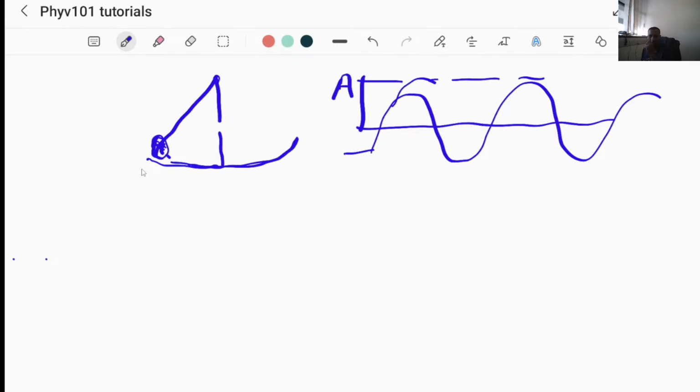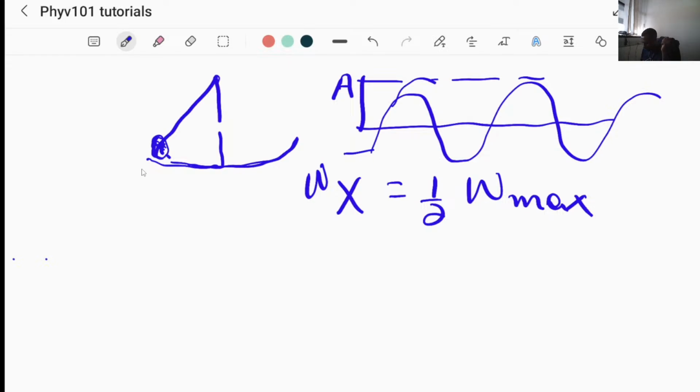But therefore, what we are given is that the speed at a certain point x must be equal to half of the maximum speed. Or if you know speed in terms of v, let me rather use v at a certain point x equals half of v max.